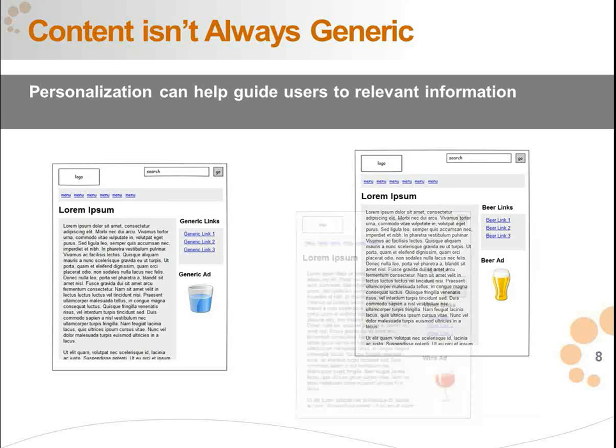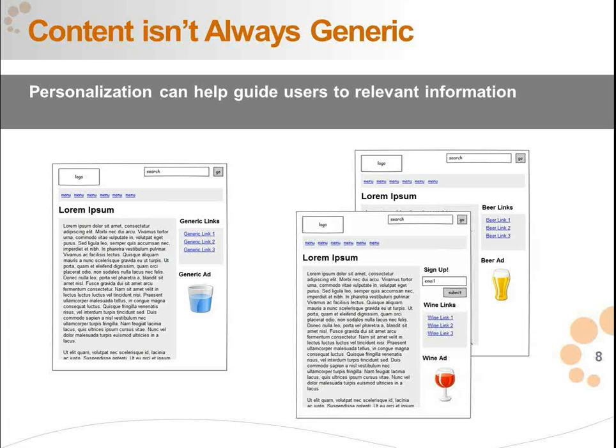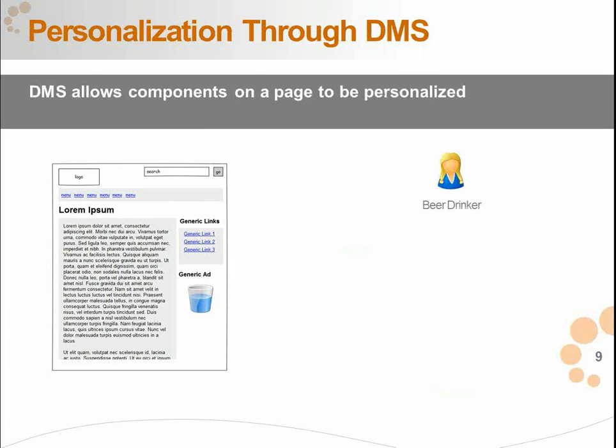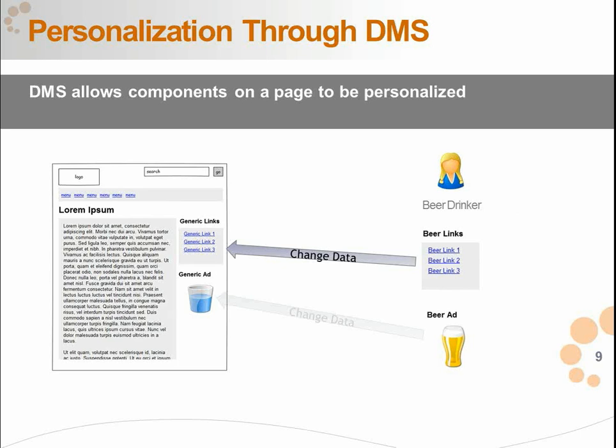So having a look at how DMS would do this, we start with our generic baseline sample page, and for the beer drinker, we need to change that page. We're going to take those related links, and we're going to change the data. Okay, I'll explain how that's done in a little bit, but what we want to do is change the data. The component, the widget itself, stays the same. What we want to change is the data that's being fed to it. Likewise with the ad, we want to change the data that is being fed to the ads. So instead of displaying the generic ad, we're displaying an ad for beer.